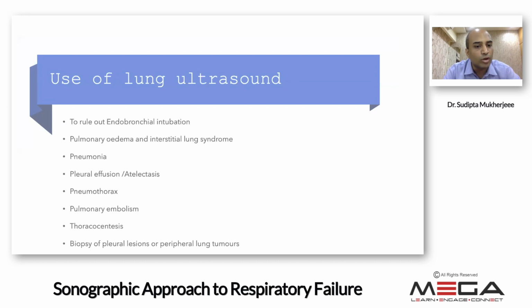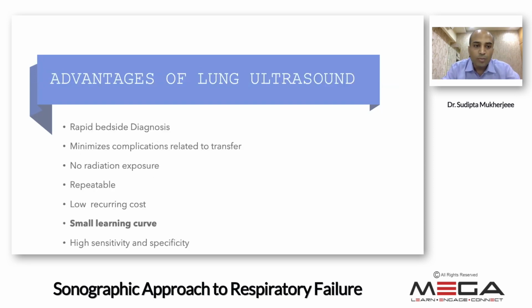To rule out endobronchial intubation, to diagnose pulmonary edema and interstitial lung syndrome, that is pneumonia, to identify pleural effusion and atelectasis, pneumonia, pulmonary embolism. Pulmonary embolism a little bit in a clinical context, because if the patient is severely hypoxic with a normal lung finding in ultrasound, you have to strongly suspect pulmonary embolism. It can help in procedures like thoracocentesis, also taking biopsy from the pleural lesion.